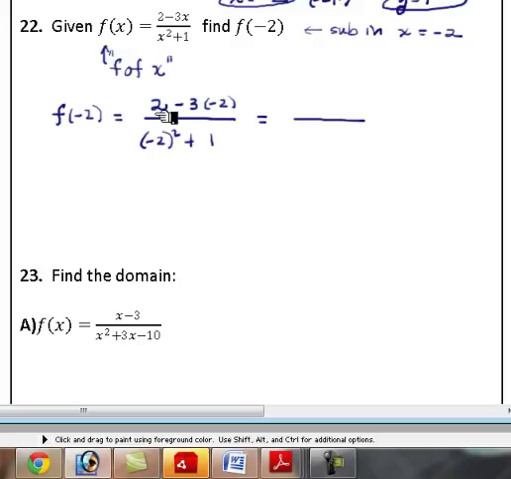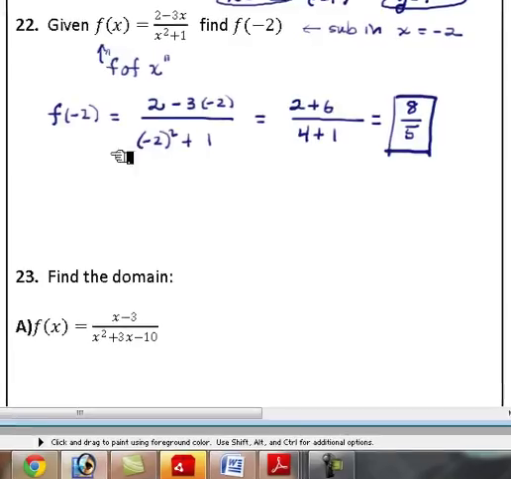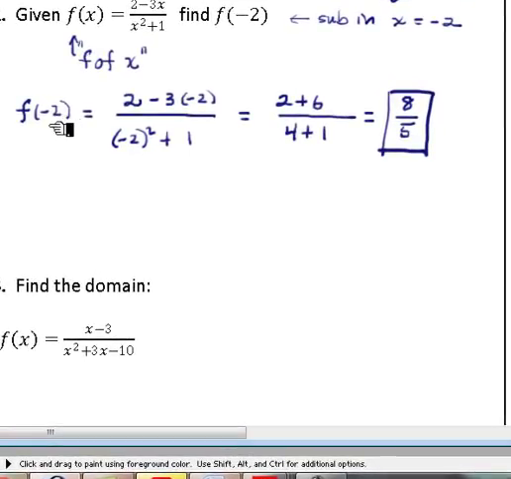So in the numerator we have 2 plus 6. And here we have 4 plus 1. So we get 8 over 5. So that's f of minus 2 is 8 over 5. And basically, this just means that when x is equal to minus 2, this expression is equal to 8 over 5.